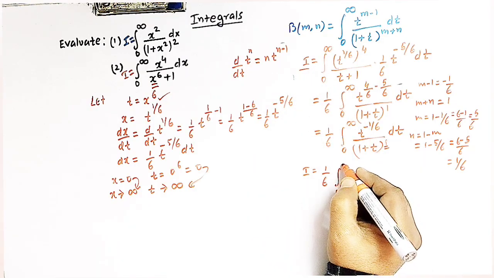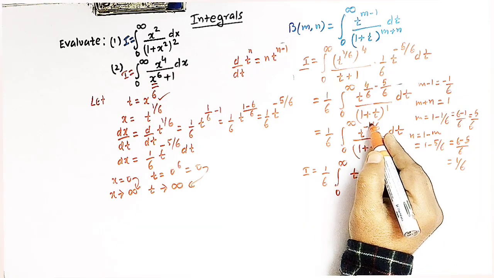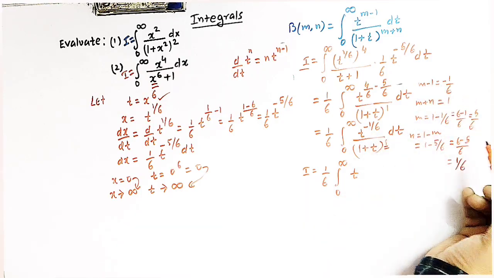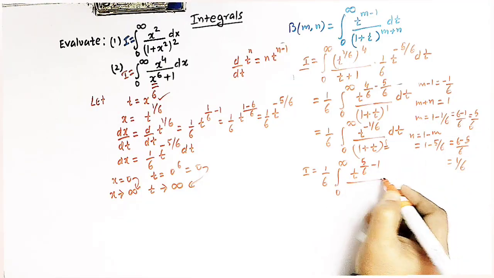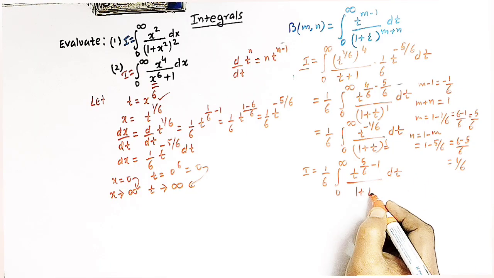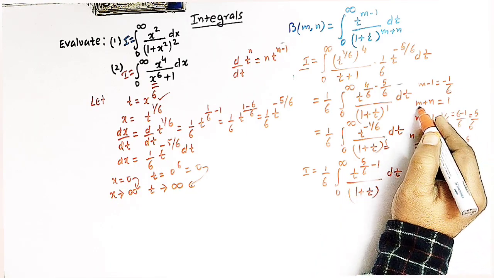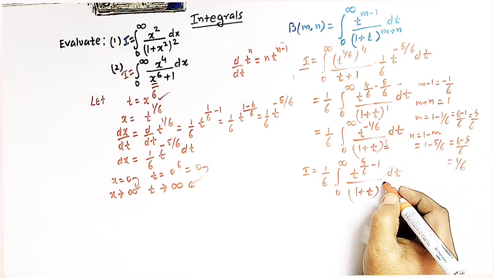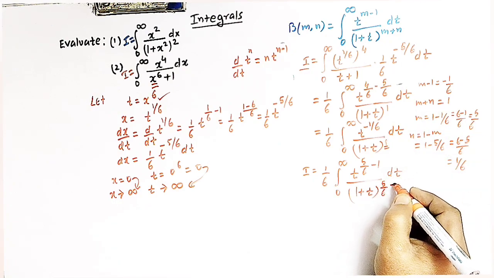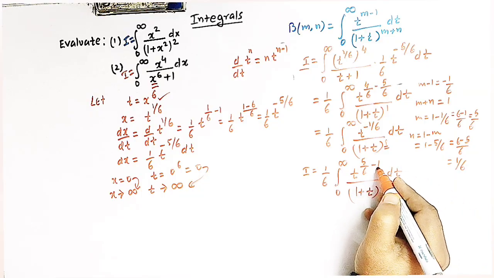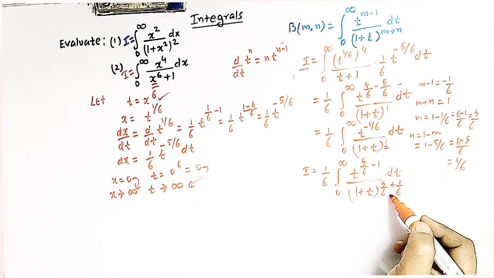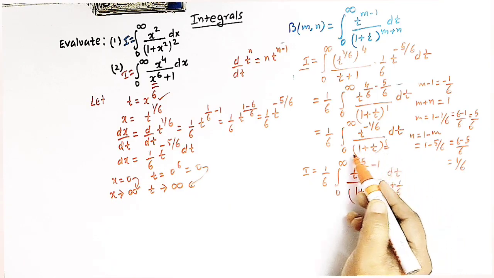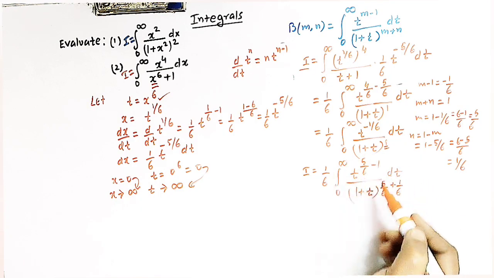We have 0 to infinity, and t raised to minus 1 over 6 is m minus 1, and m is 5 over 6. So we can write 5 over 6 minus 1. Here we have dt, and 1 plus t raised to m plus n, right? M is 5 over 6, and n is 1 over 6. So 5 over 6 minus 1 is minus 1 over 6, and 5 over 6 plus 1 over 6 is equal to 6 over 6, that is 1, right? So this integral is now exactly similar to this one.